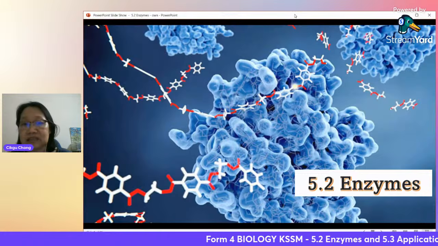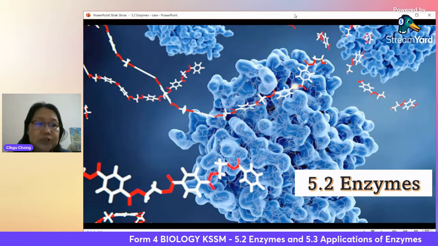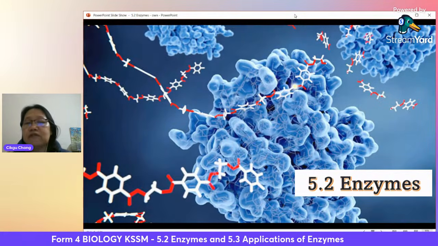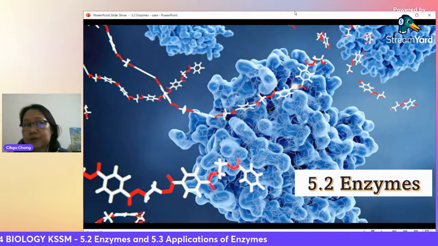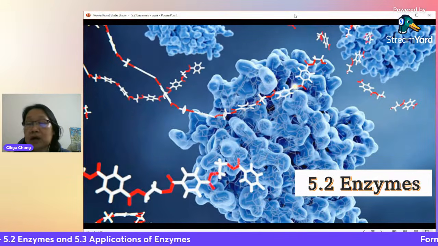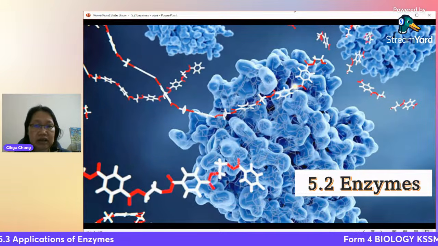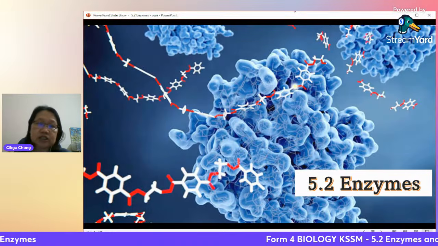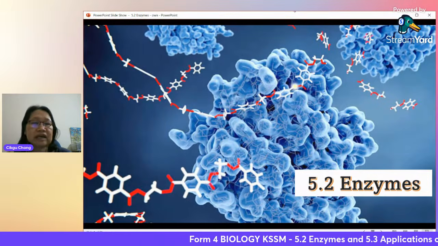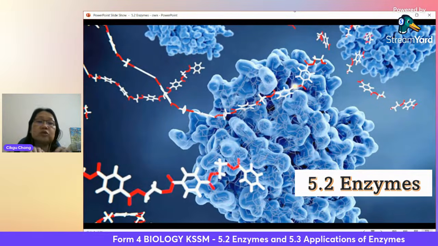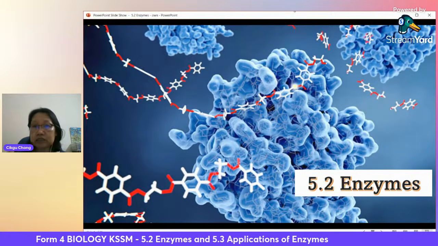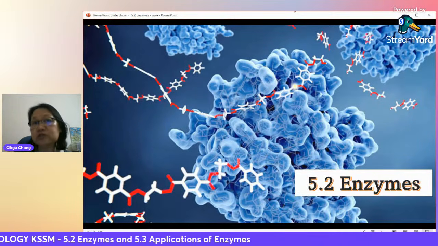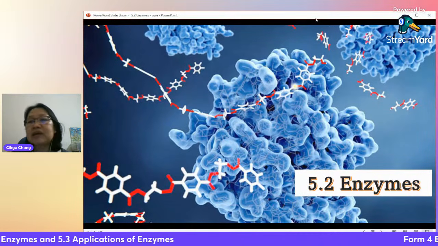What you're looking at here is a diagram showing the model of an enzyme. Just remember, an enzyme is a molecular structure. It is 3D. Most enzymes are proteins. Protein, as you know, is a long chain, and it is folded into this three-dimensional shape. We call it a 3D shape.